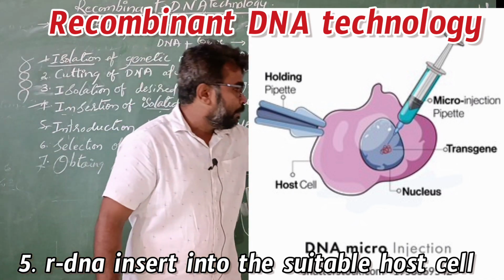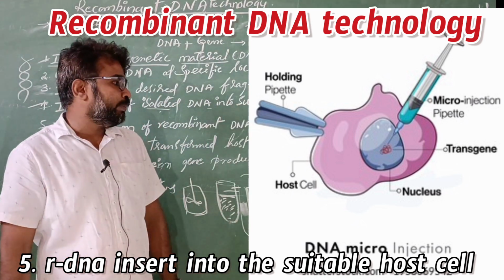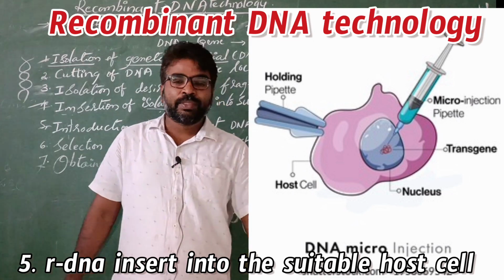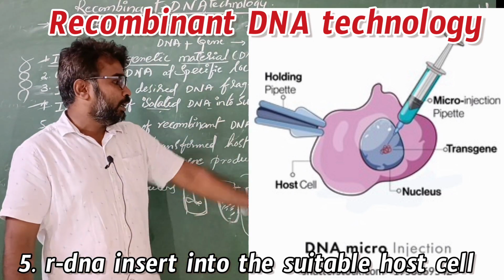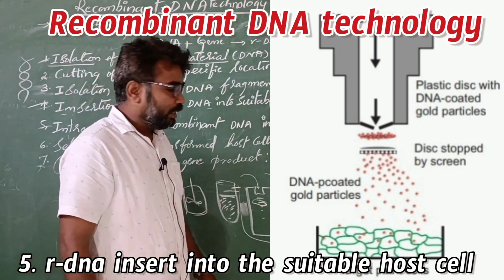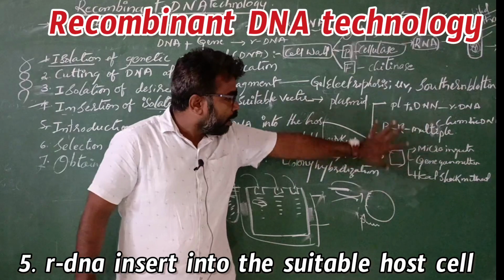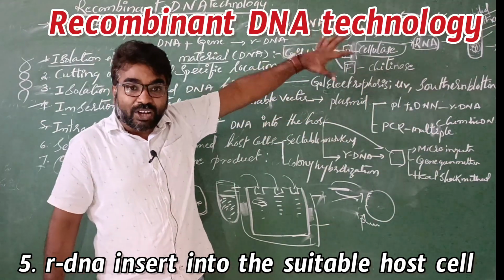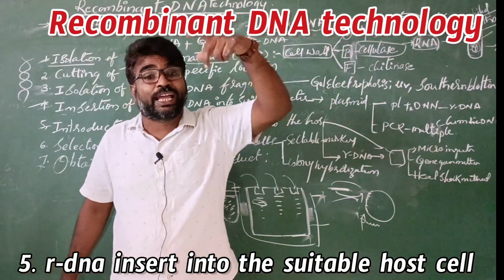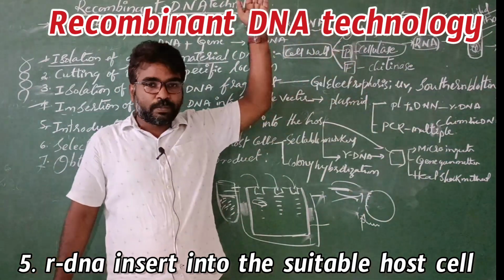That is the micro injection method, the second one is the gene gun method, and the third one is heat shock. Look here, this is the host cell. Look here, this is the rDNA. This rDNA we have to insert into another cell. For that we follow different techniques.